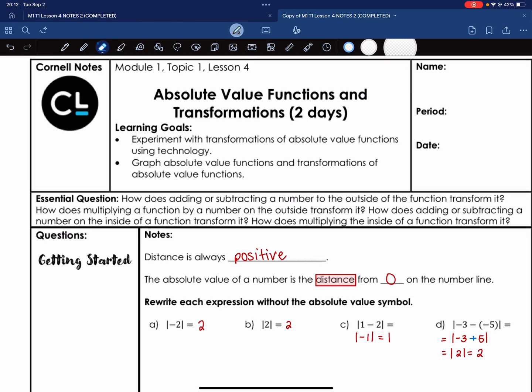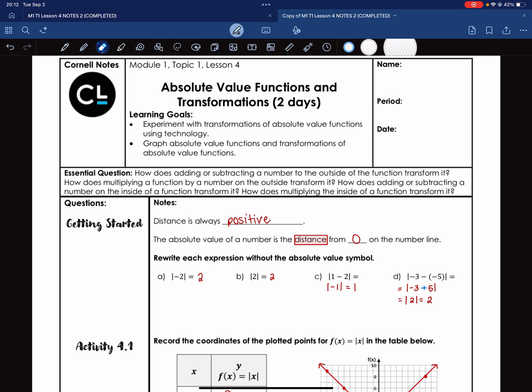In this video, we're going to talk about part 2 of Module 1, Topic 1, Lesson 4. So again, by the end of part 1 and part 2, we should be able to answer these 4 essential questions. How does adding or subtracting a number to the outside of the function transform it? How does multiplying a function by a number on the outside transform it? How does adding or subtracting a number to the inside of a function transform it? And how does multiplying the inside of a function transform it?